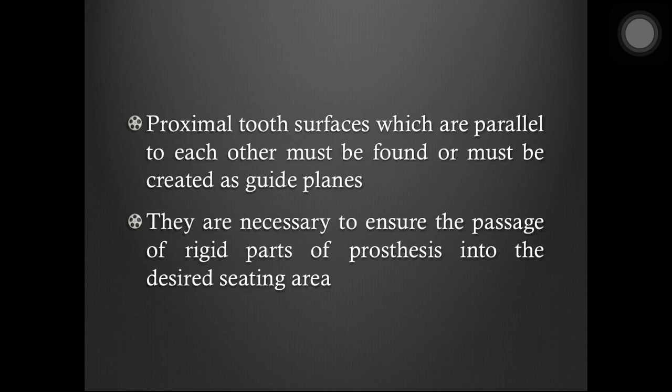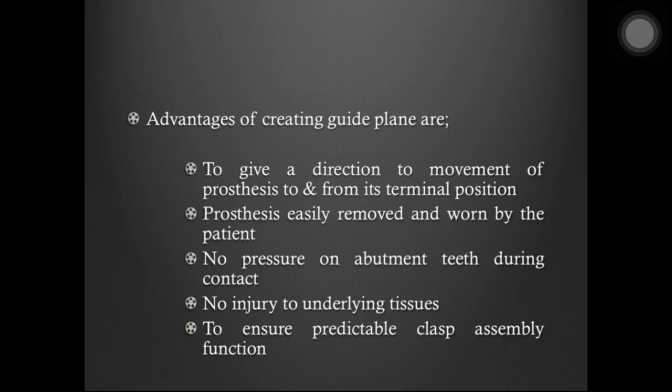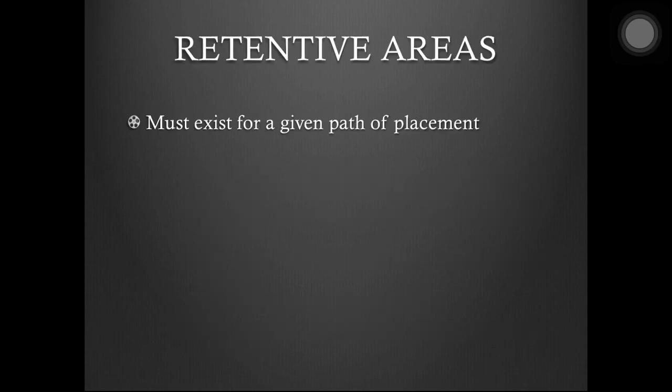They are necessary to ensure the passage of rigid parts of the prosthesis into the desired seating area. Advantages of creating guiding planes are to give a direction to the movement of the prosthesis. The prosthesis is easily removed and worn by the patient. There is no pressure on abutment teeth during contact, and no injury to underlying tissue. Also to ensure predictable clasp assembly function.